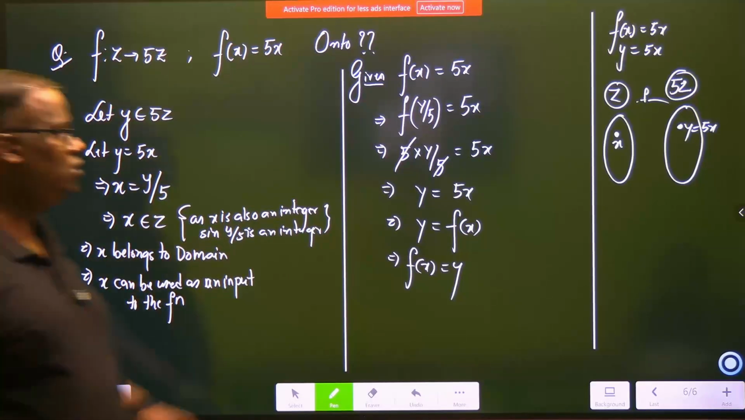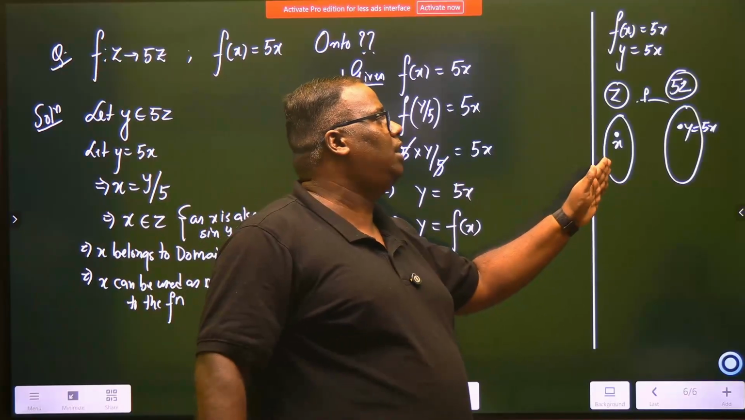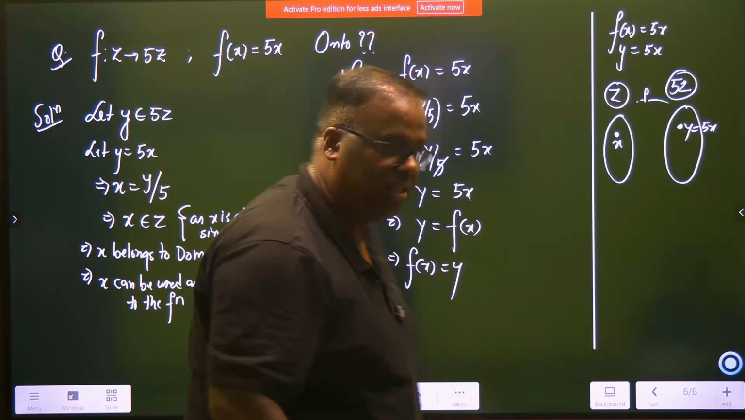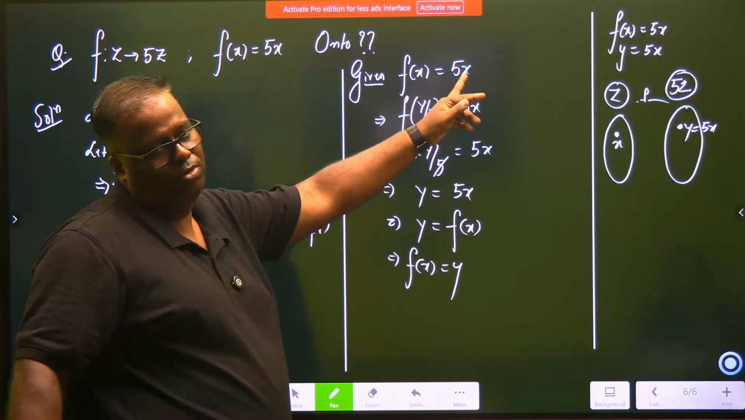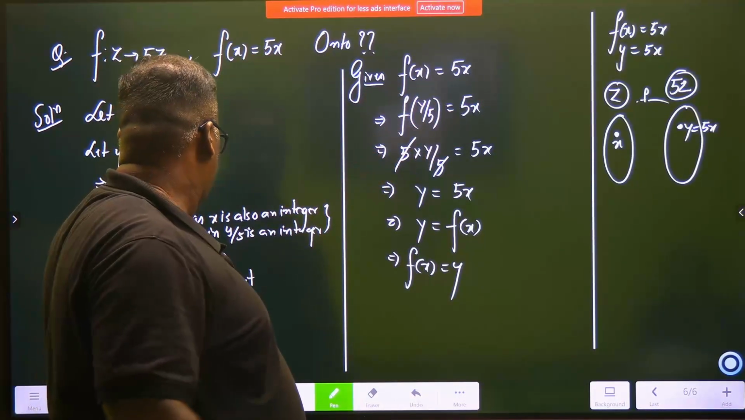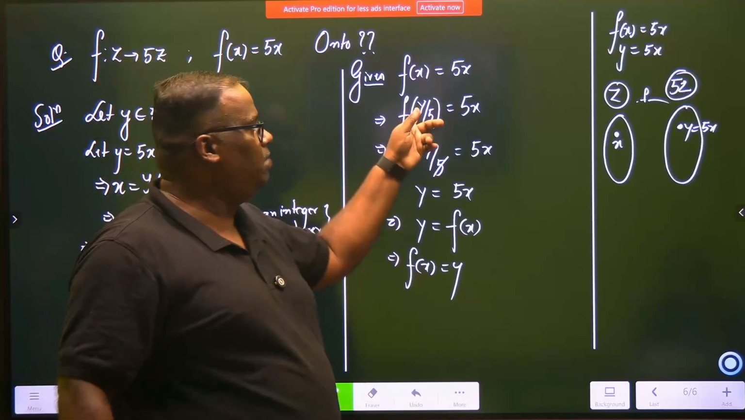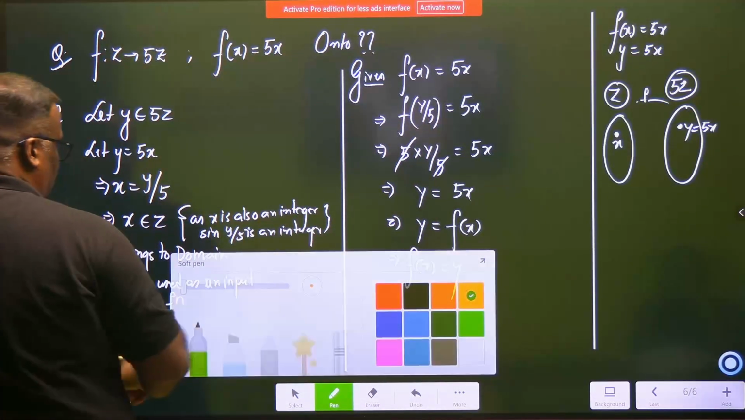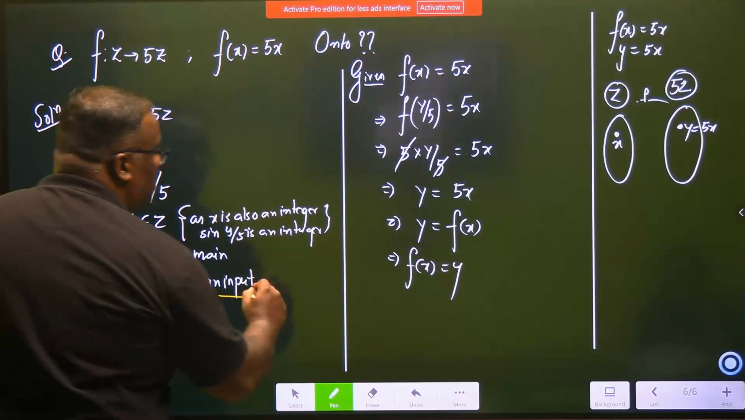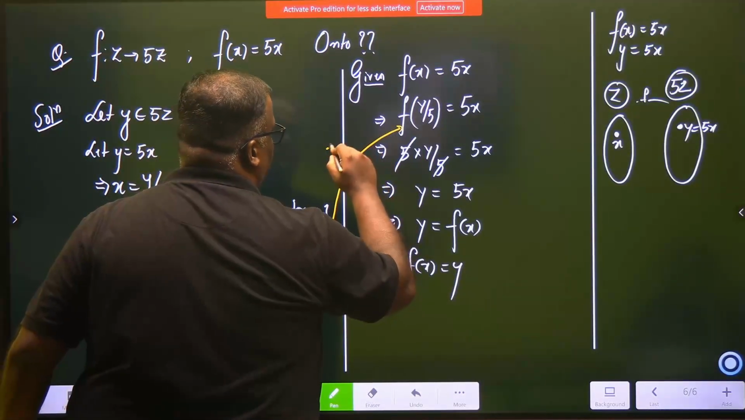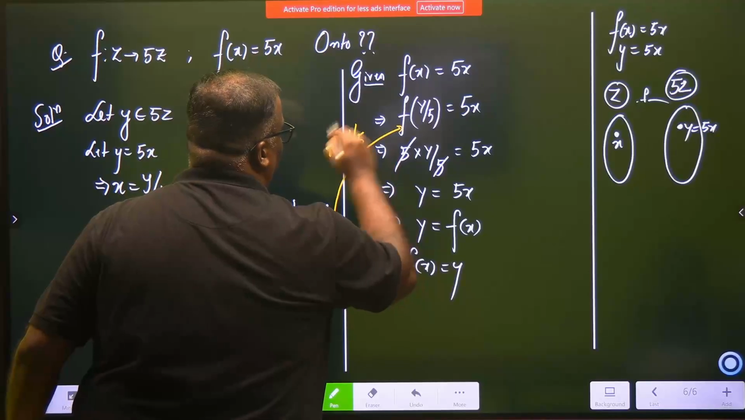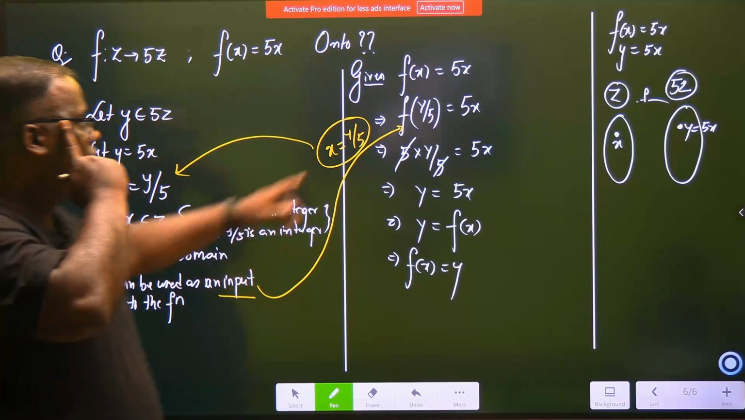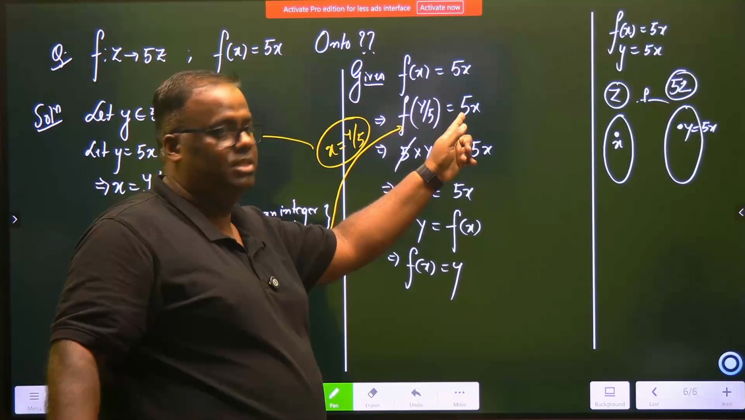That means once you are in the domain of this function, you are a legal input to the function. You can be used as an input. My job is done. So I write my function f of x is equal to 5x, and then I say that x can be used as an input. Exactly, I'm putting that input. I am exactly using that input here, because x is equal to y upon 5. Sir, where did you establish this? Here.